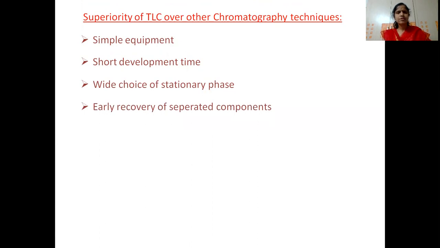Then early recovery of separated components. Just as I said, it is taking very short development time. So after the separation, you can remove the slide and then you can recover the components. How to recover the components is, if you are doing a preparative TLC, what we can do is we can just scrape off the powder, that is the silica, along with the components by a knife. Just take a knife and then scrape it on the glass plate. So all that can be collected in a beaker.